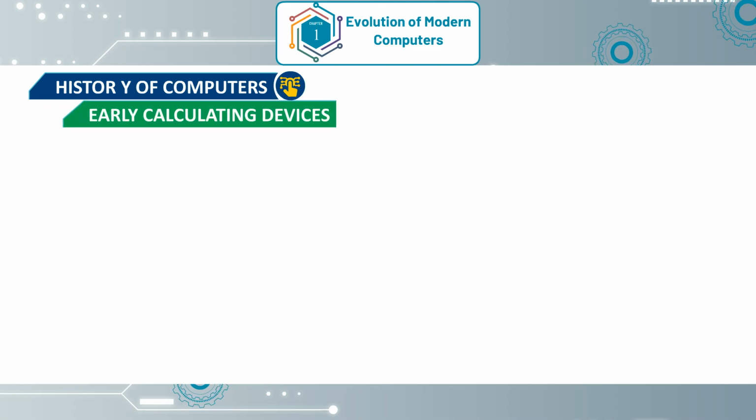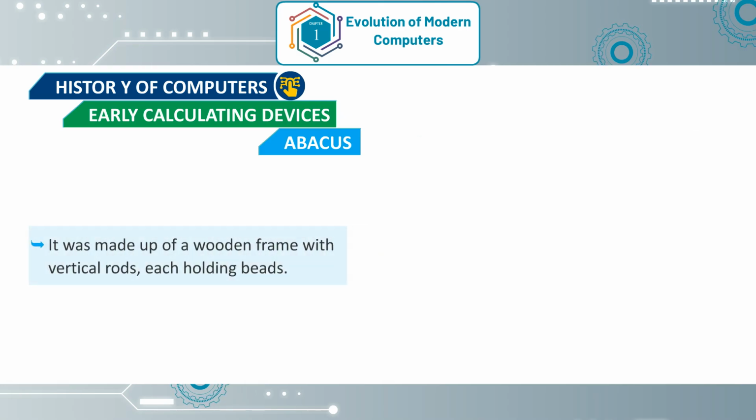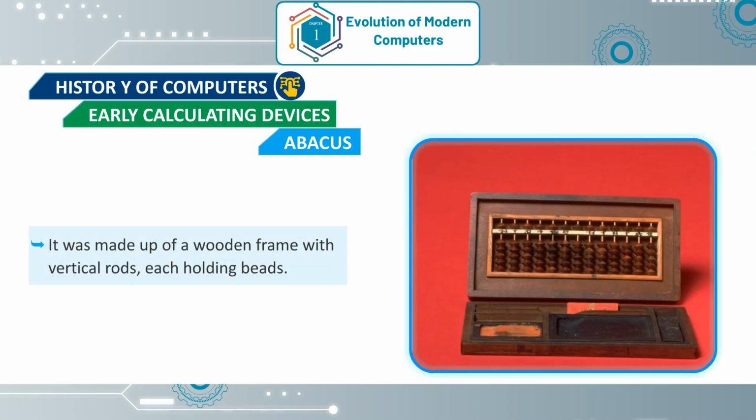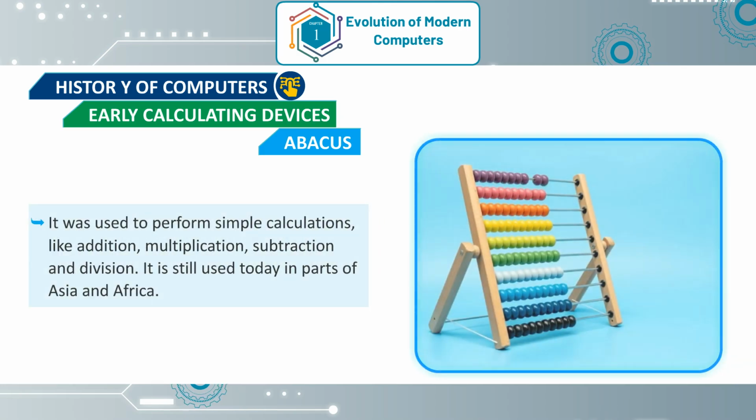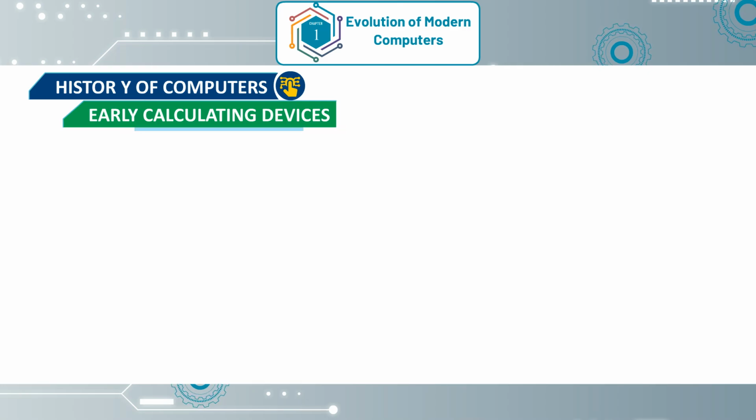Early calculating devices. Abacus. The abacus was the first calculating device invented in China around 3000 BC. It was made up of a wooden frame with vertical rods, each holding beads. It was used to perform simple calculations like addition, multiplication, subtraction, and division. It is still used today in parts of Asia and Africa.